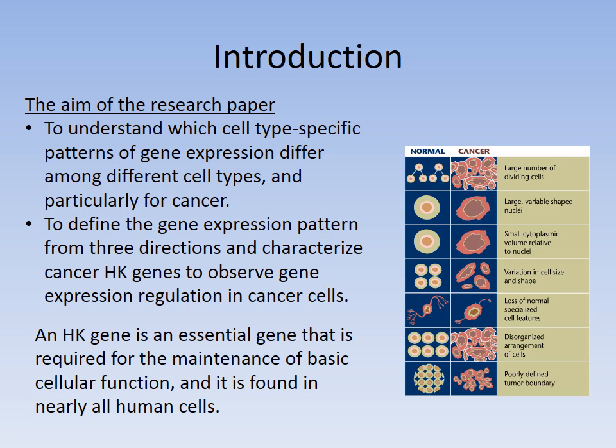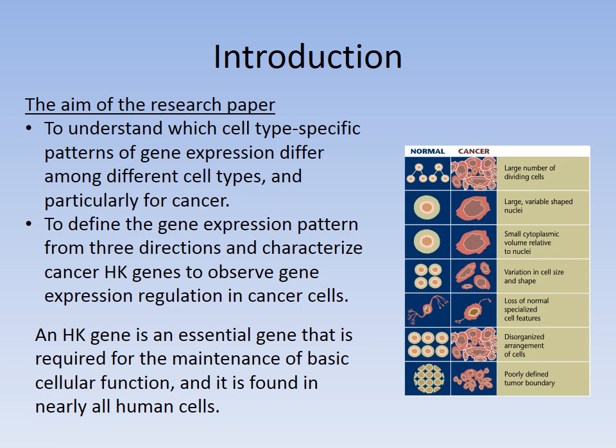A housekeeping HK gene is an essential gene that is required for the maintenance of basic cellular function, and it is found in nearly all human cells. The gene expression pattern was defined from 3 directions. Firstly, the expression breadth, which reflects gene expression on or off status. Secondly, the low or high or constant or variable expression genes based on gene expression level and variation. And thirdly, the regulation of gene expression at the gene structure level.